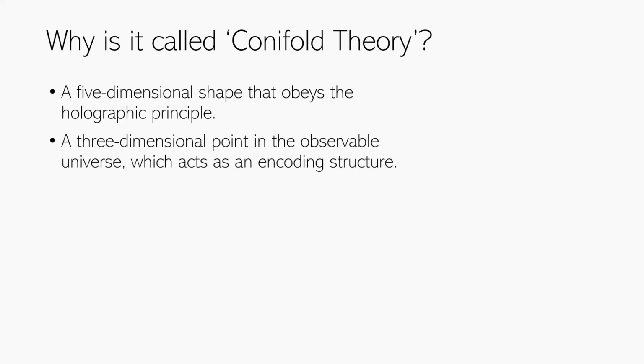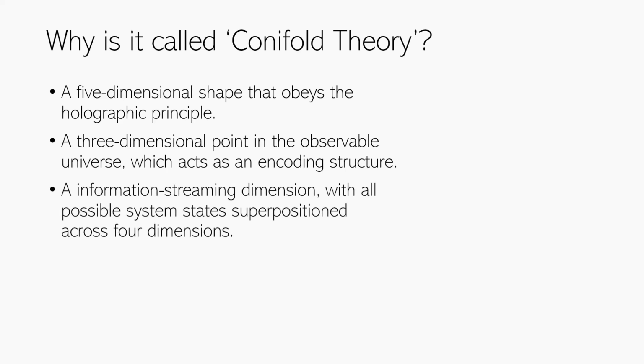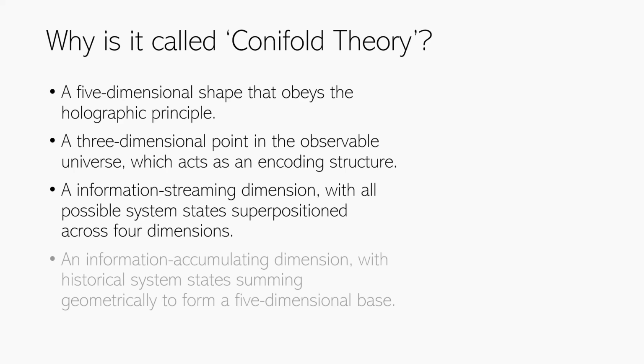A conifold has a three-dimensional point in the observable universe, which acts as an encoding structure. And it has an information streaming dimension with all possible system states in the present moment superpositioned across 4 dimensions. And it has an information accumulating dimension with all historical system states summing geometrically to form a 5-dimensional base. And that's what I'm arguing consciousness is.